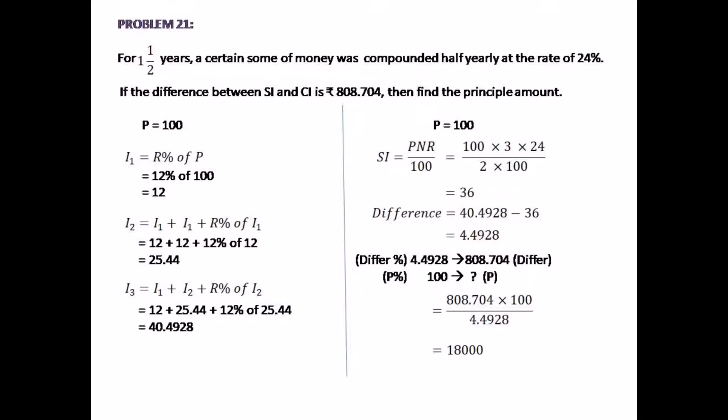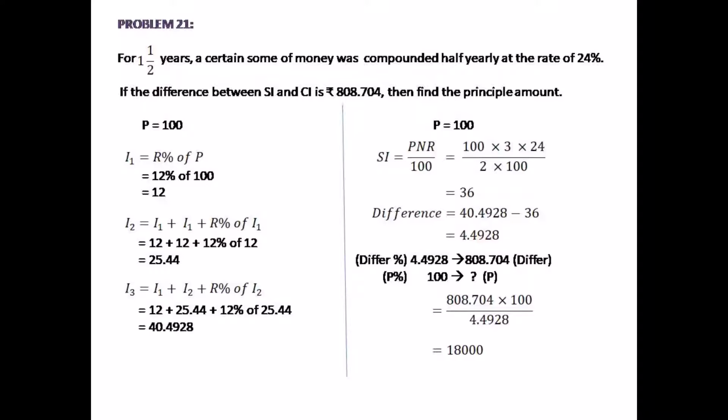For 1 1/2 years, a certain sum of money was compounded half-yearly at the rate of 24%. If the difference between SI and CI is rupees 808.704, then find the principal amount. It is asked to find out the principal amount. For that, first we have to find the difference between the simple interest and compound interest.